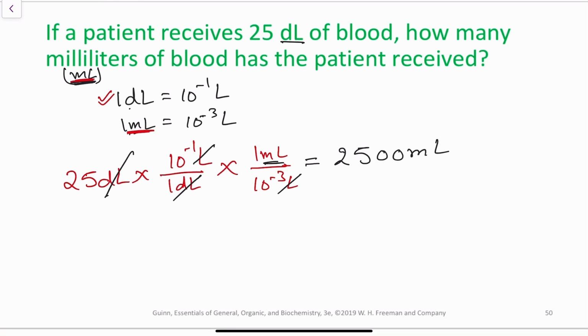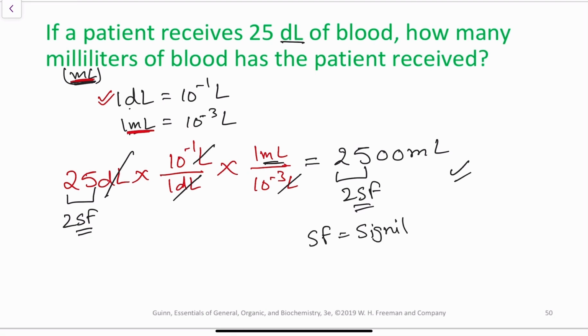And see if you have the right number of significant figures in your final answer. You just look at the given number. You have two significant numbers here, and you have just two significant numbers in your final answer. So that's the correct answer, containing two significant numbers. Right, SF is your significant figure. So this is how we normally use multiple conversion factors to solve the problem.